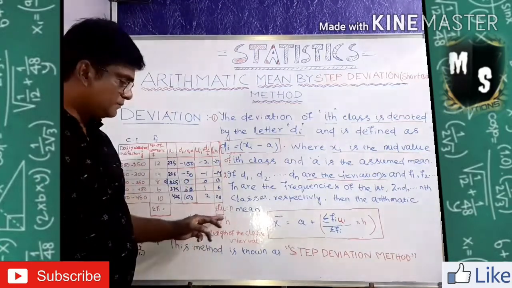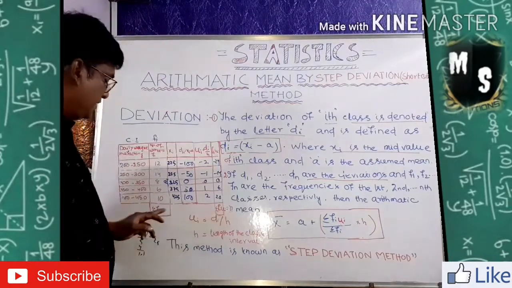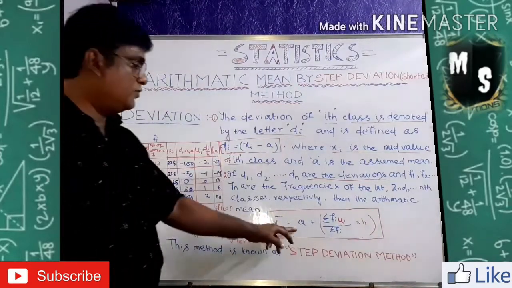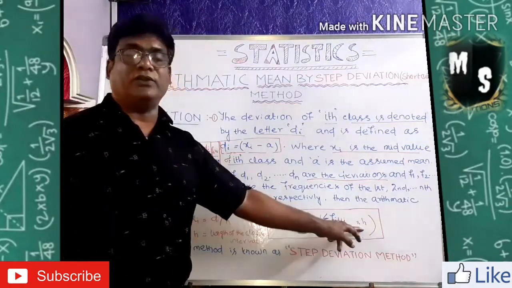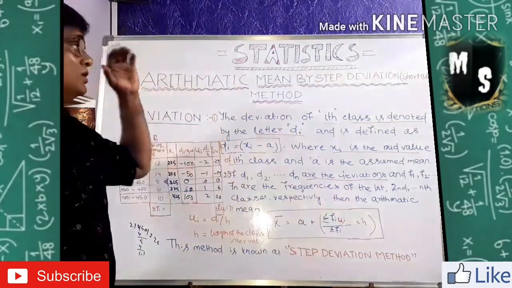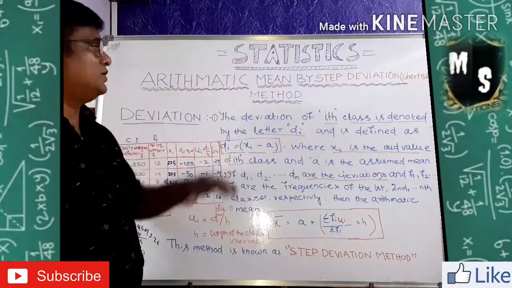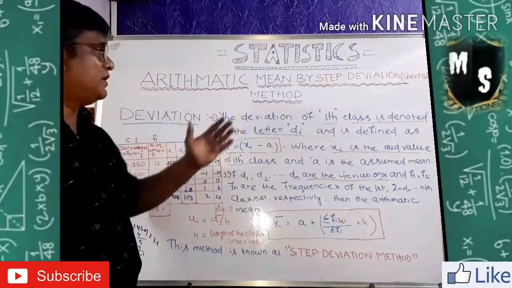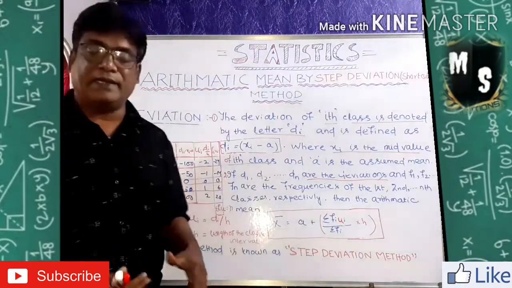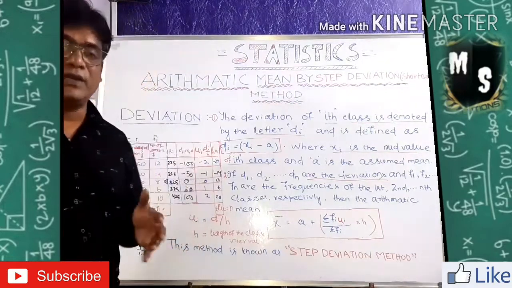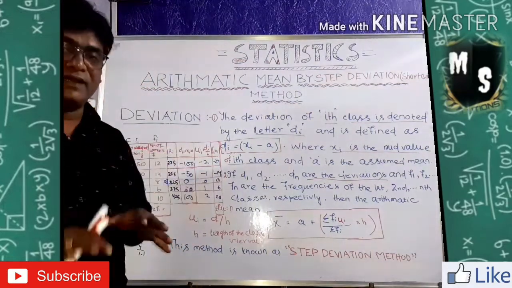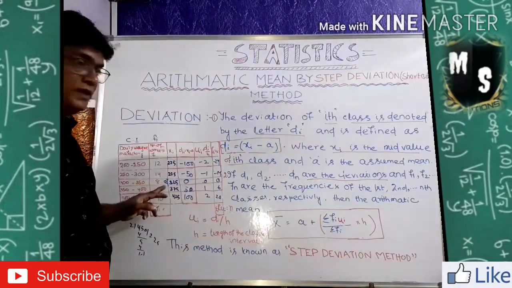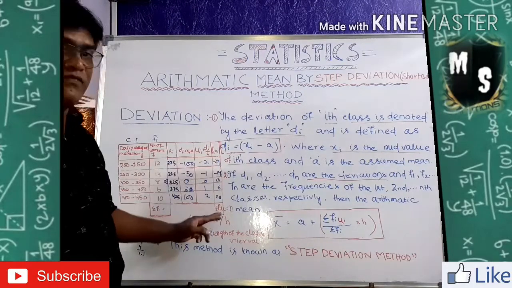and get the sum of the fi ui. Then divide it by sigma fi, and put all the A and h in their places to get the step deviation calculation. It is otherwise called the shortcut method, but in this method also you are going to calculate the deviation column, the xi column, the A, assumed mean, and ui, and also fi ui.